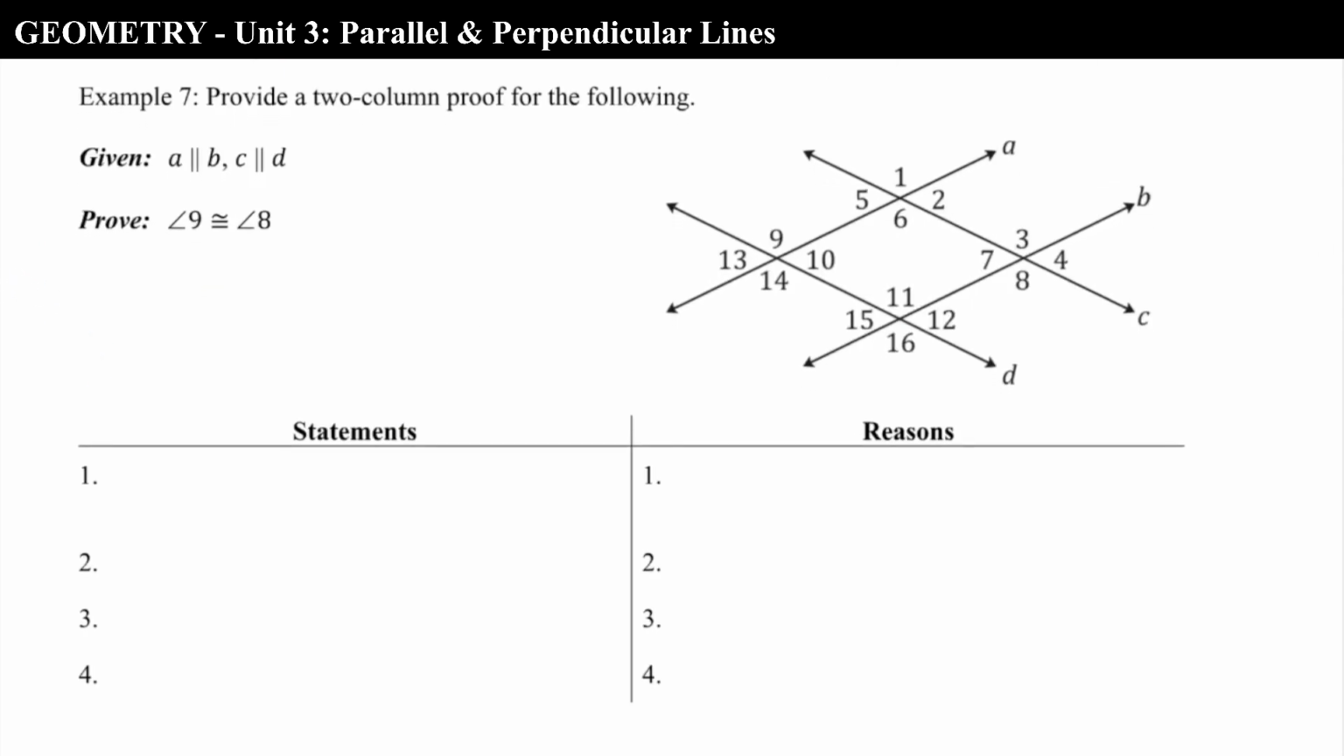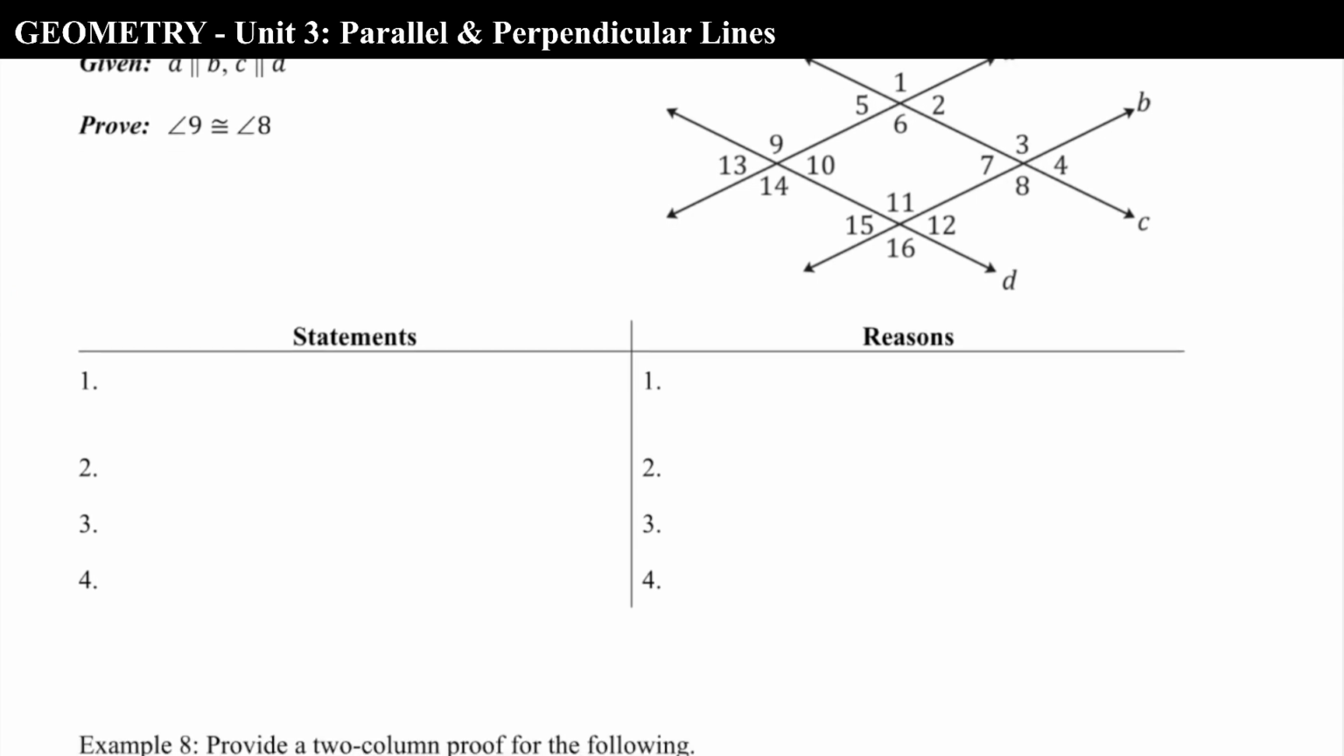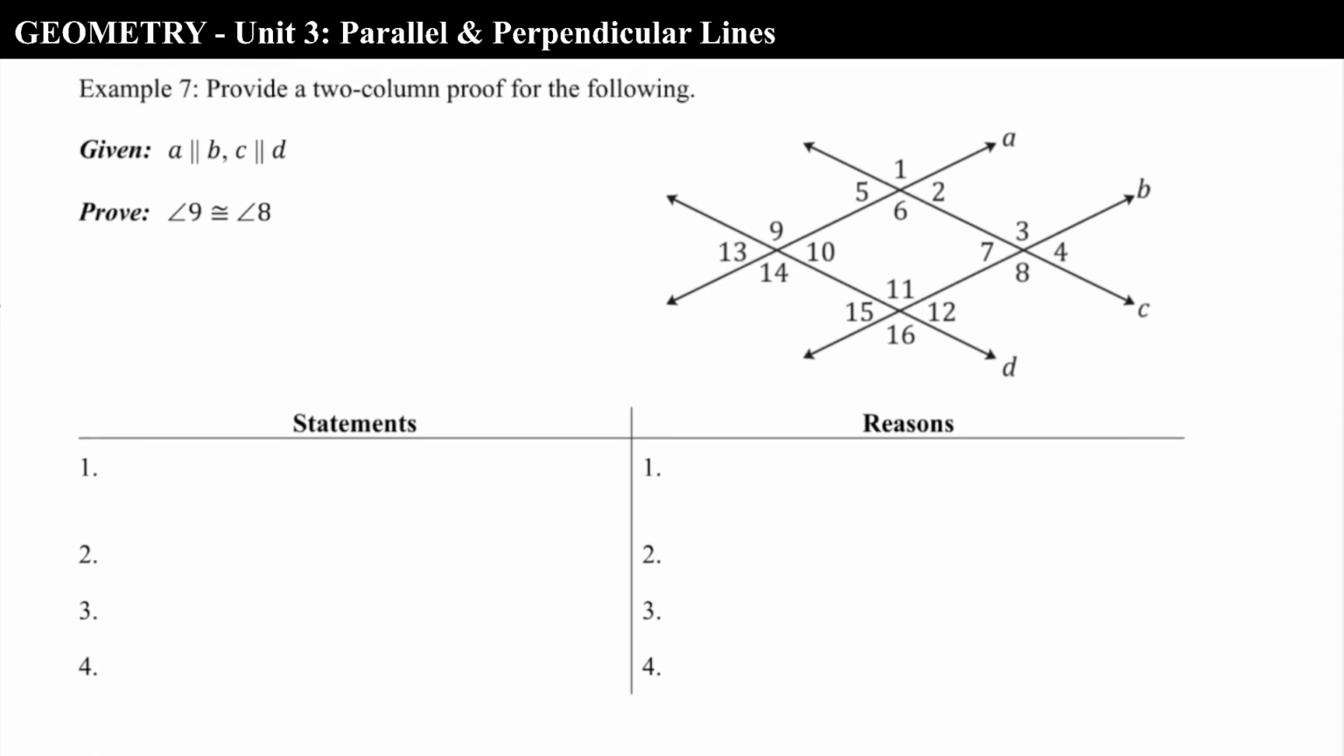All right, example 7. We're going to provide a 2-column proof for the information we're given here. There are a lot of angles labeled in this diagram. We most certainly will not be using all of them. So let's start with our given. A is parallel to B, and C is parallel to D. And that is our given.